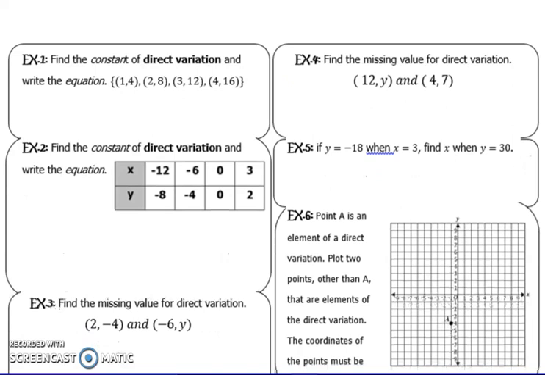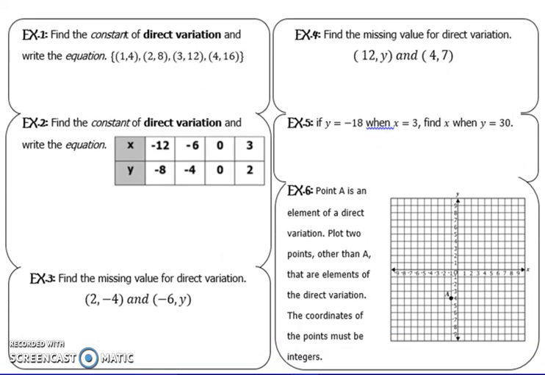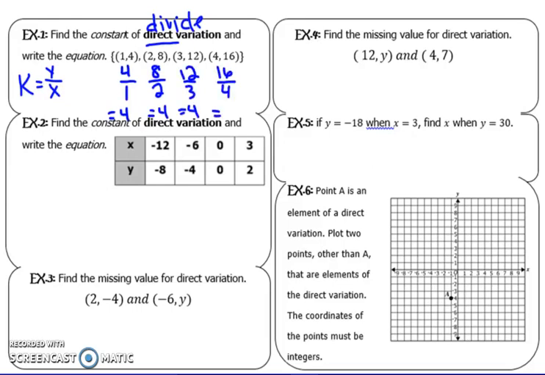If we look at our examples, example 1 asks us to find the constant and then write the equation. Well, it tells us it's a direct variation, and direct means divide. So k is going to equal y over x. For my first point, I would do 4 over 1, which equals 4. My second point, check them all. 8 over 2 gives me 4. 12 over 3 gives me 4. And 16 over 4 gives me 4. So that means my k is equal to 4.